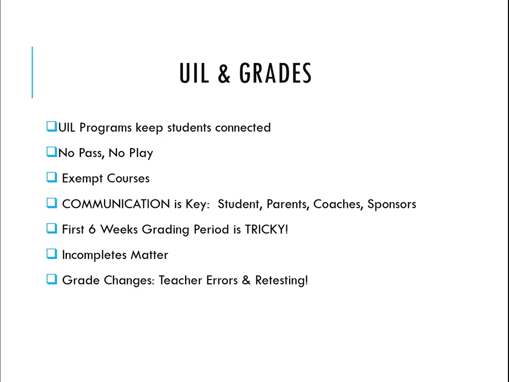Students during UIL periods where it is an eligibility loss period, if they are not passing classes, then they are not allowed to participate. With that being said, you guys often ask me, there are exempt courses that do not make a student ineligible. Most of those courses are pre-AP and AP courses, although there are some grade level courses as well that are exempt from the no pass, no play policies. Like I said, the first 6-week grading period is tricky, so make sure that you're really on your grade book during that first 6-week period.